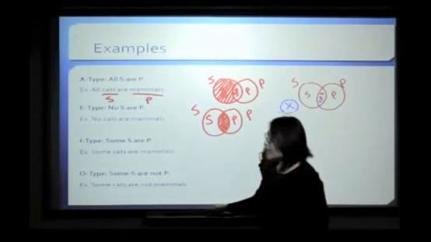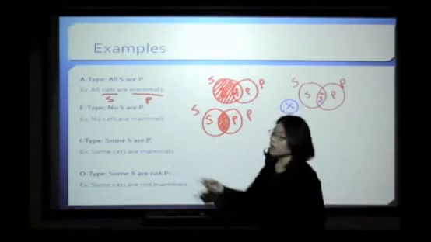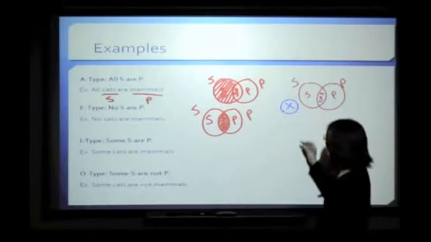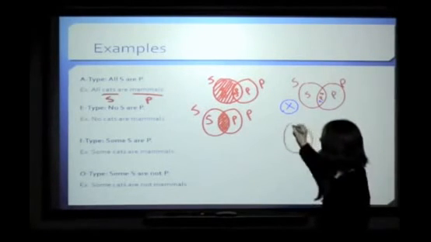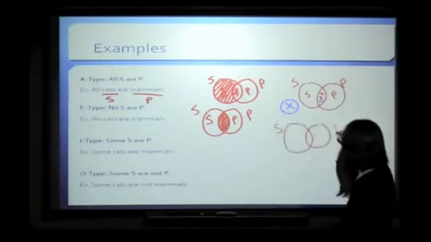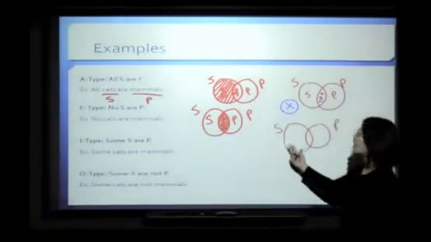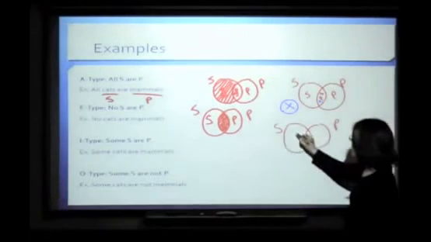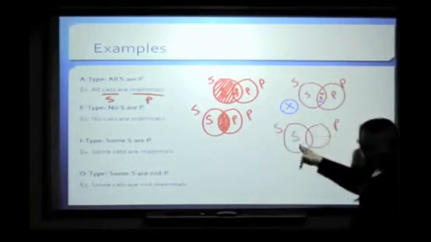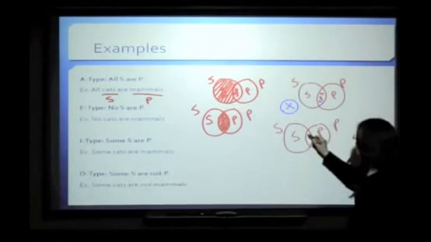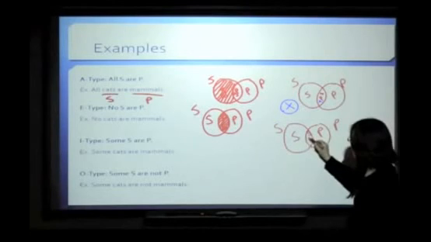Okay, let's move now to our final statement type, the O-type statement. And our example here is some cats are not mammals. So again, we're going to draw two interlocking circles, and we're going to label them S and P, standing for our subject term cats and our predicate term mammals. And I'm going to go ahead and label the areas inside. So this is where you have only S's, this you have only P's, and here you have S's and P's.